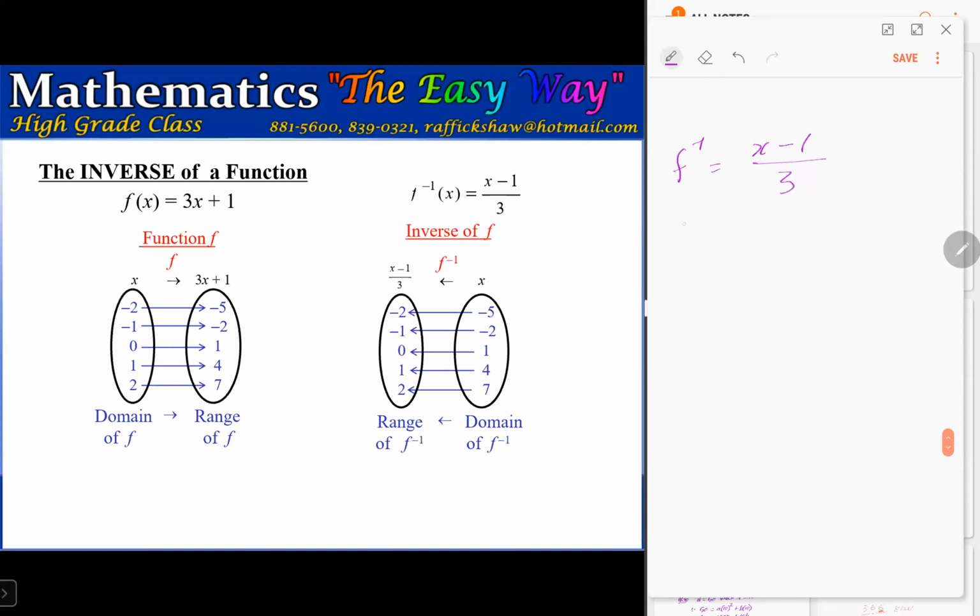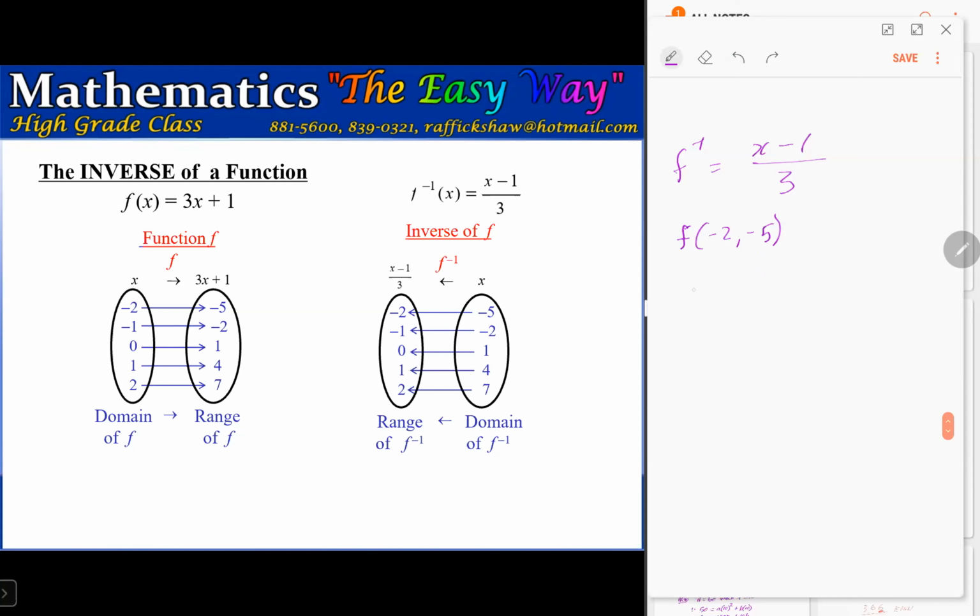Firstly, remember, one point on the function was -2, -5. Let's put f in it first to know it's a function. So what formula will map this back to this? That's what we're looking at. And this is the formula up here.